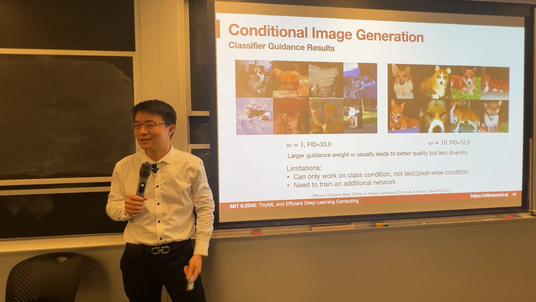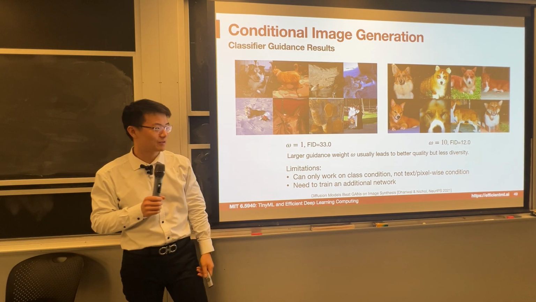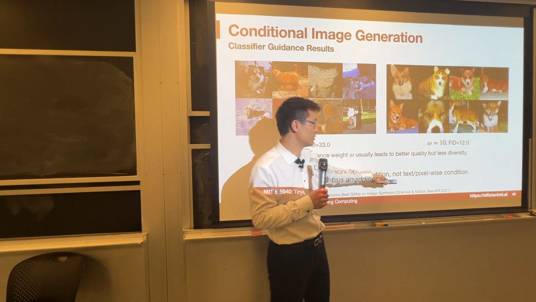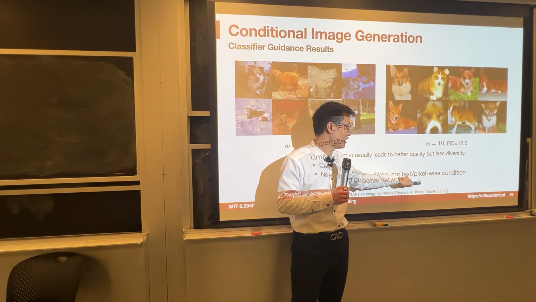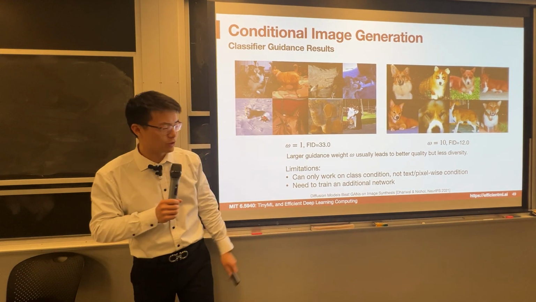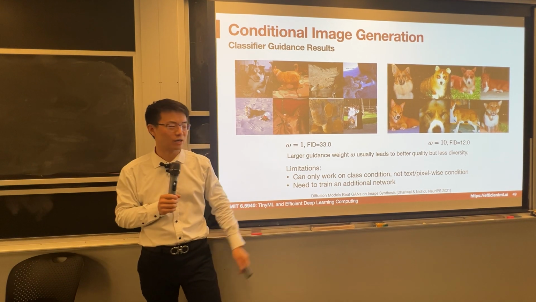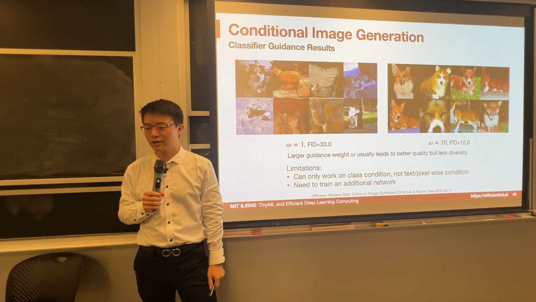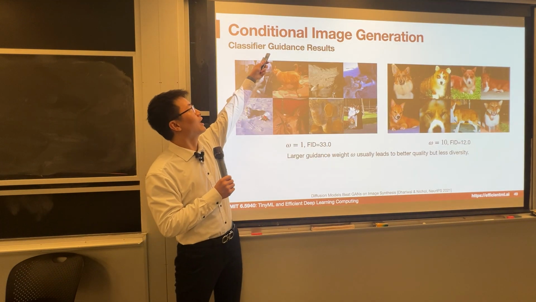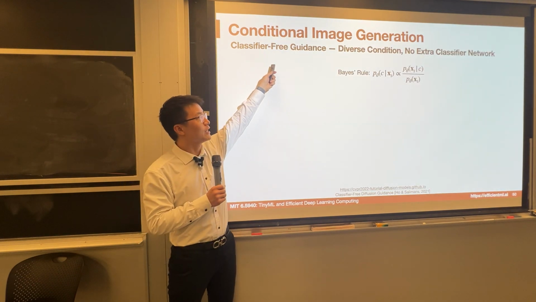What are the limitations here? You train a classifier, it can only do classification. So it can only work on class condition. But how about text condition? How about pixelwise condition? It's not straightforward. And also they need to train an additional network, a classifier, which is complicated. So how do we solve this problem? Rather than classifier guidance, let's look at classifier-free guidance.